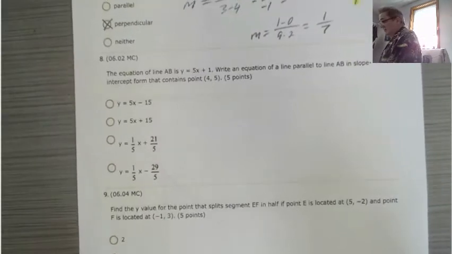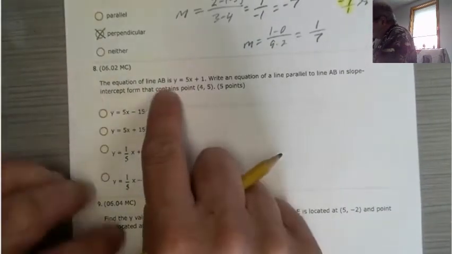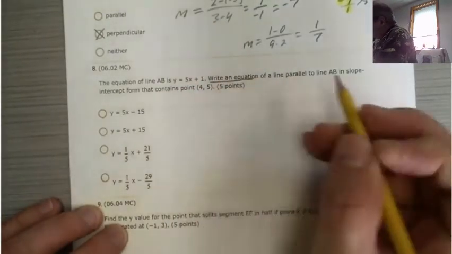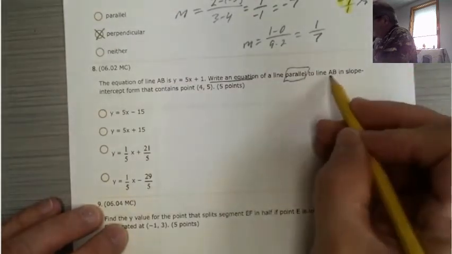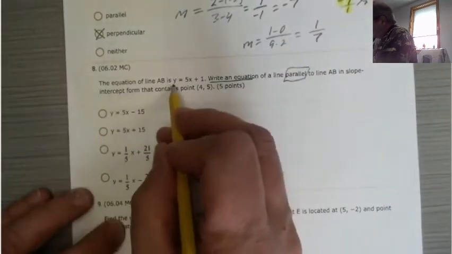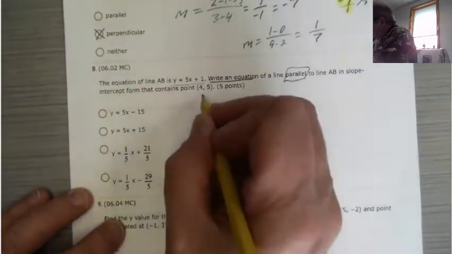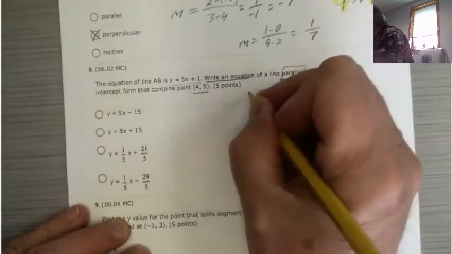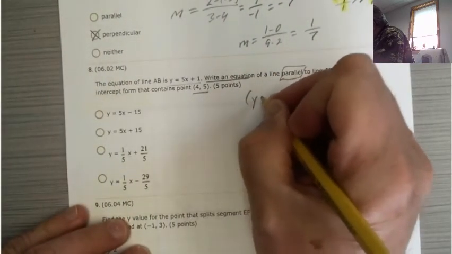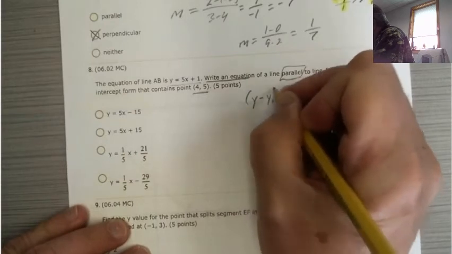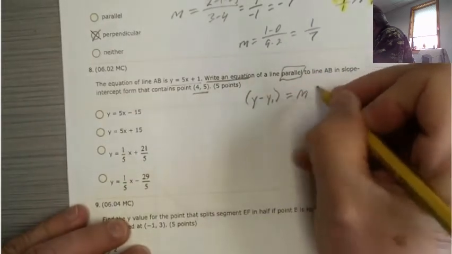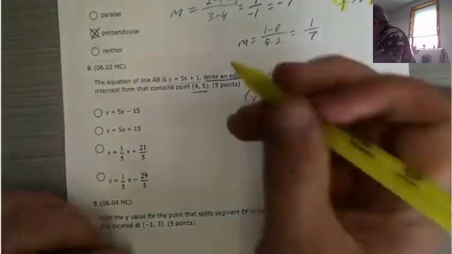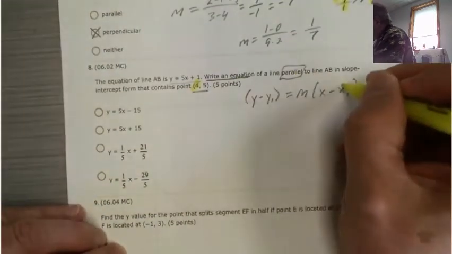All right. The equation of line AB is y equals 5x plus 1. And they want us to write an equation parallel to AB in slope-intercept form, which is y equals mx plus b. But it has to contain the point (4, 5). So the best way to start out is to do point-slope, where we take y minus the y of that point equals the slope times x minus the x of our point, right? So this 4 would go right there, that's the x.